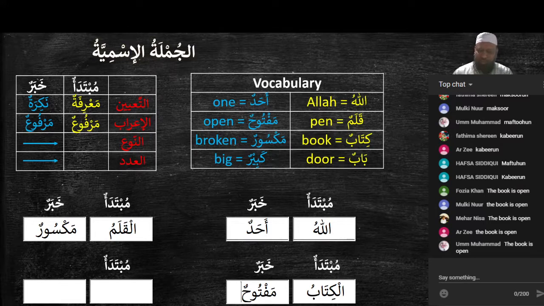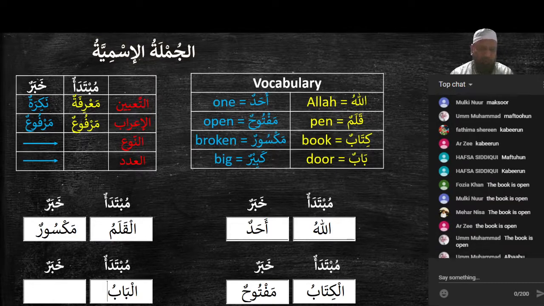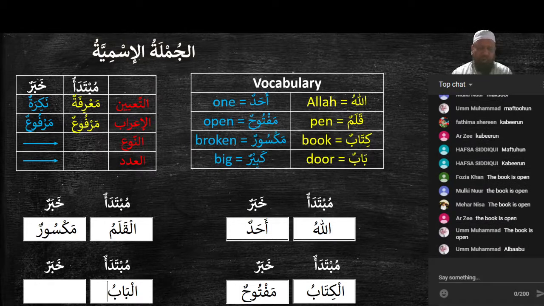Then we need a mubtada, we need a khabar. The last one is left: babun. Mubtada is generally ma'rifah, so let's make it ma'rifah first. So al-babu. Apply the i'rab, which is marfu', automatically done. Al-babu. Our mubtada is ready. Now we can take any word from here. One word left: kabirun. Let's make it kabirun.